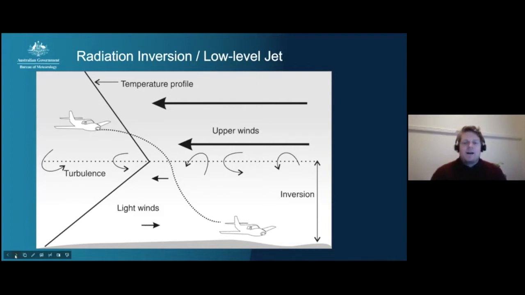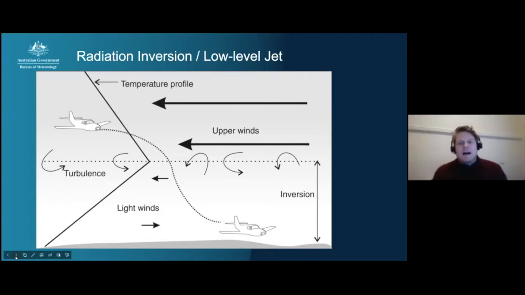And we have an inversion above the surface, capping these light winds and providing a barrier between the stronger winds aloft. So on this boundary, you can have a bit of turbulence too, because you've got stronger winds aloft and then light winds below. So you've got that kind of turbulent area, and if it's strong enough, that wind shear area as well.